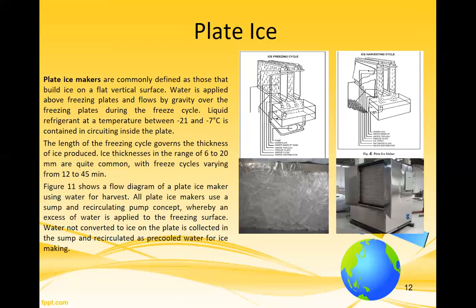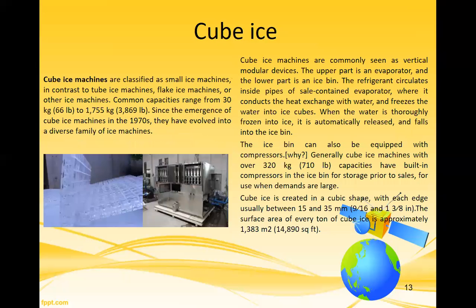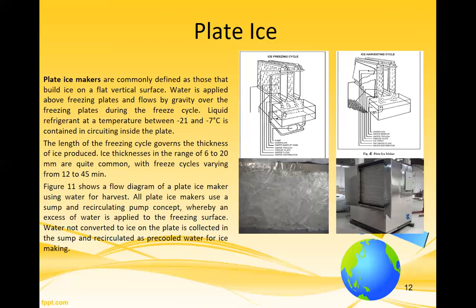45 minutes. So figure 11 shows a diagram of a plate ice maker using water for harvest. All plate ice makers use a sump and recirculating pump concept, whereby an excess of water is applied to the freezing surface. Water not converted to ice on the plate is collected in the sump and recirculated as water for ice making.